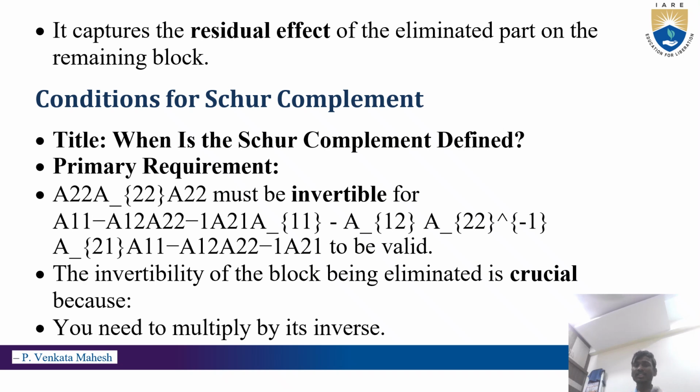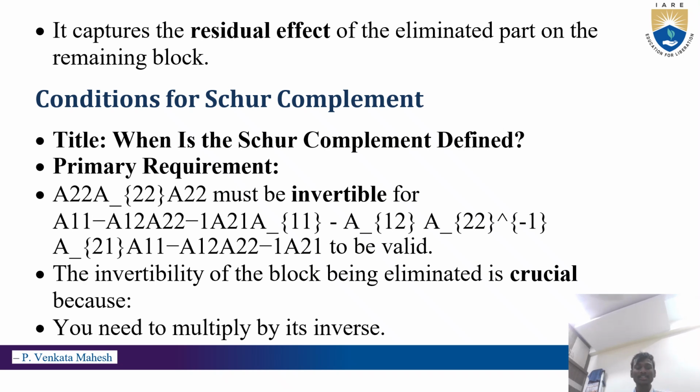First of all, when is the Schur complement defined? We require some primary requirements. Let's assume a case. Here I have a matrix A with elements A11 in the first row, first element, A12 in the first row, second element, A21 in the second row, first element, and A22 in the second row, second element.